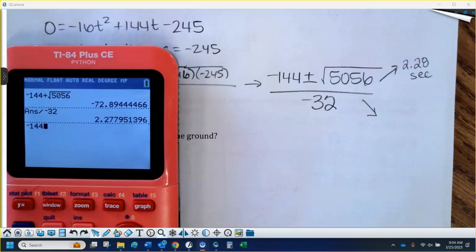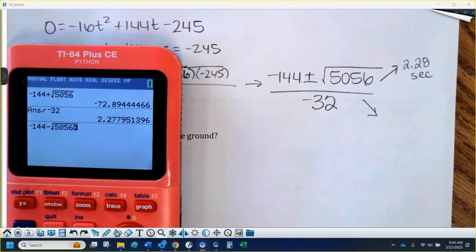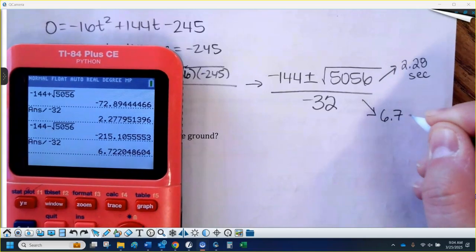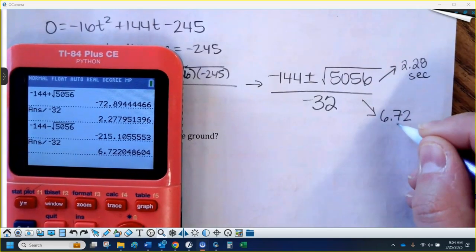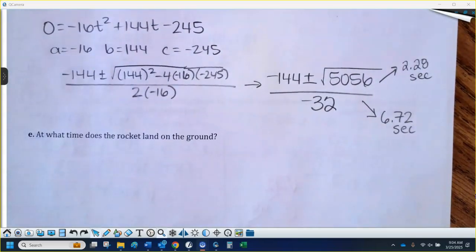Do negative 144. This time I'm going to do minus, because we had plus or minus. I did the plus first. So now do the minus square root 5056, hit equals, and then divide it by that negative 32. The negatives are going to cancel out here. So this is about 6.272 seconds is where it's going to hit as it goes back down. So two answers to that question.